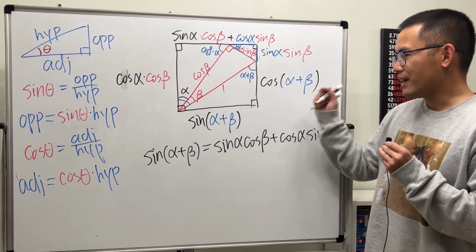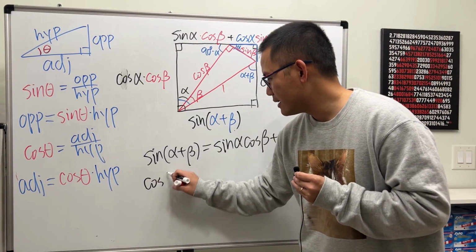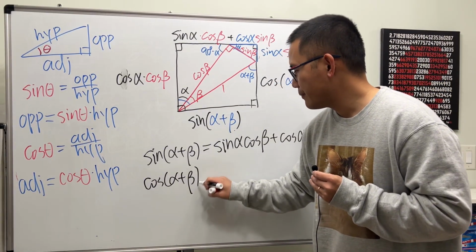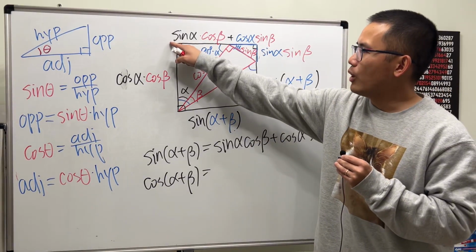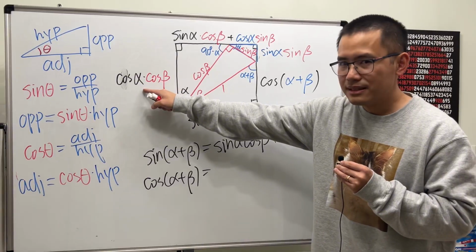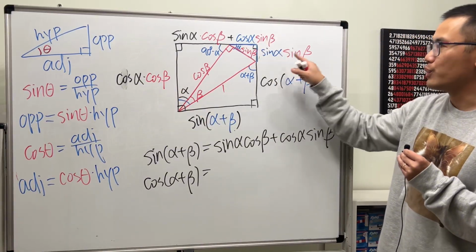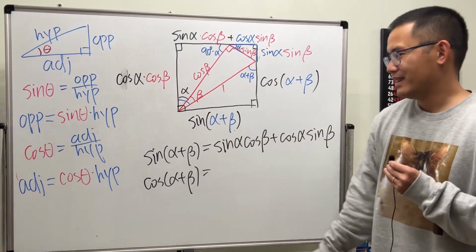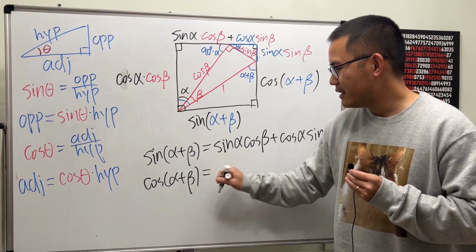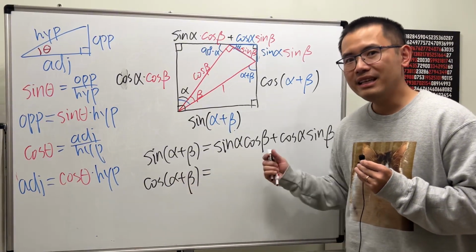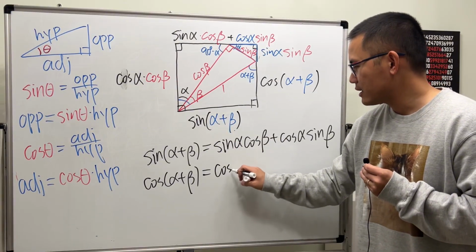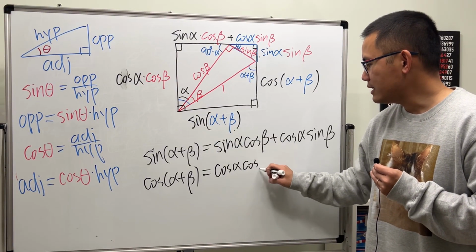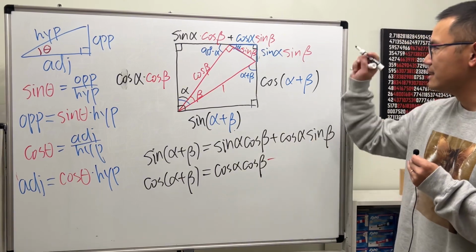Now for cosine of alpha plus beta, since it's only this much, well, it must be all the way from here to here, which is that, minus the blue portion, which is this. So that's why when we have the angle sum for cosine, in the middle it's actually a subtraction. That's cosine alpha cosine beta minus sine alpha sine beta.